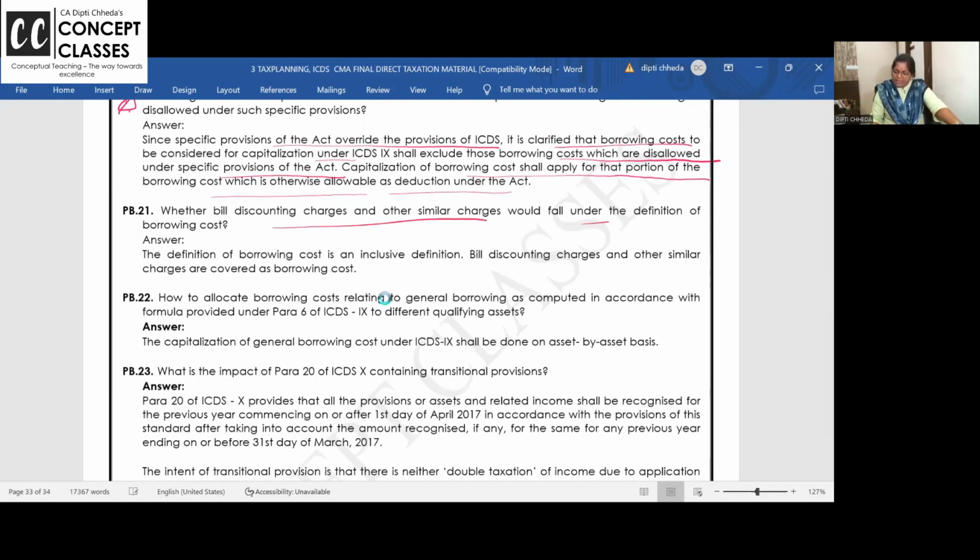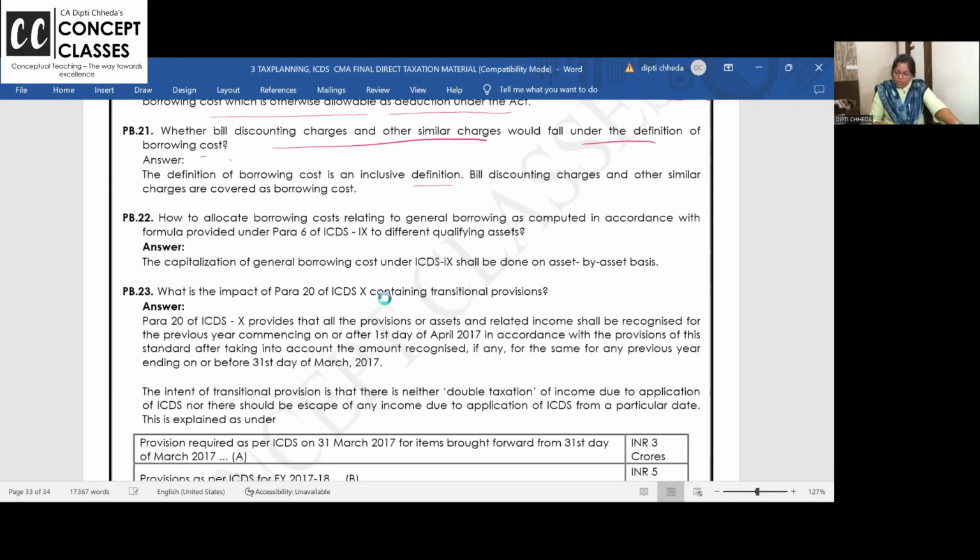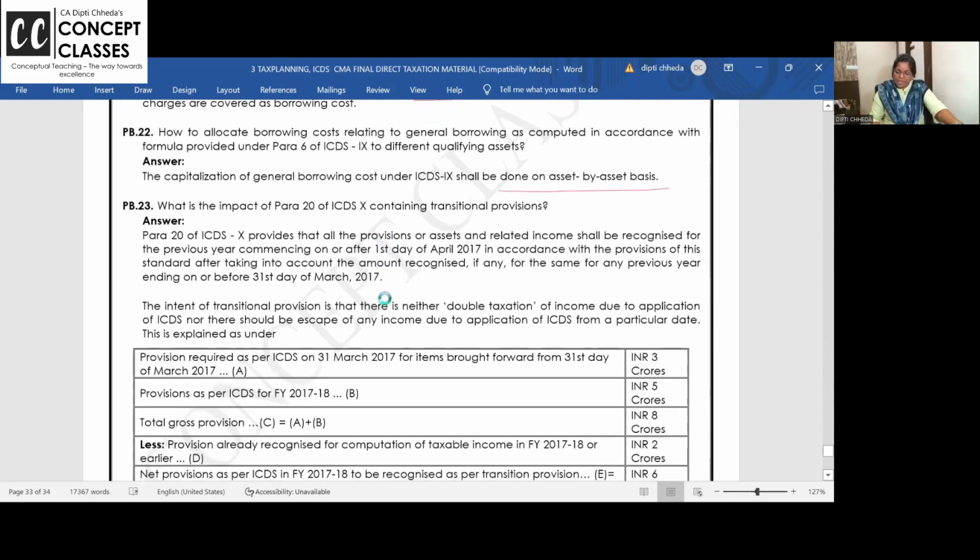Bill discounting and other charges, are they capitalized? Answer is yes. How to allocate borrowing cost to general? Asset to asset basis. For 2-3 assets, general borrowing on proportionate basis. ICDS 10, what is the impact containing transitional provisions?